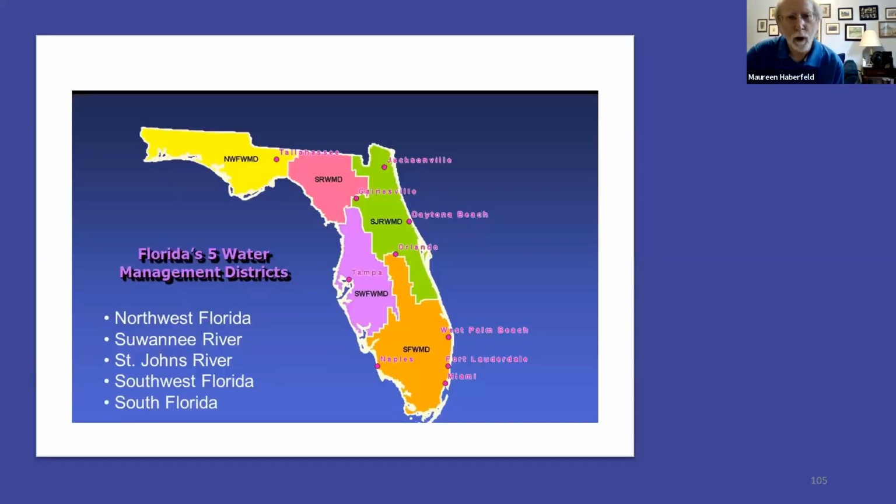There are 5 water management districts in the state. They have geographic areas. Those are their names. Tallahassee is within the Northwest Florida Water Management District. They are headquartered in Midway, Florida, which is near Quincy or Ravenna. So they're the ones to complain to if you don't like bottled water permitting.